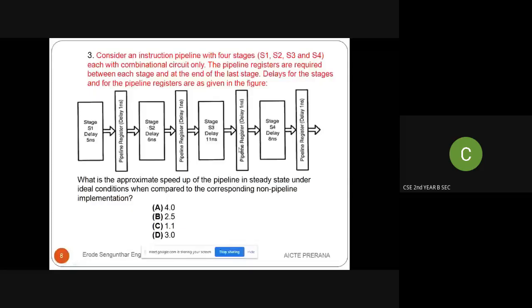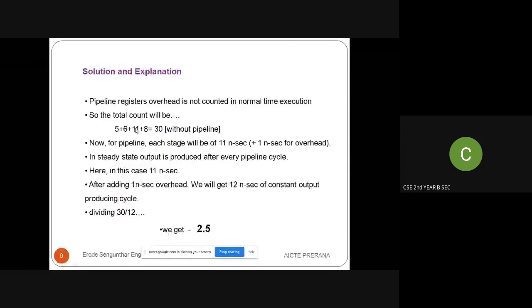Stage 3 and stage 4 delays. Counting these into consideration, we will get 30. So the time will be 30 when we are having these instructions processed in the without pipeline procedure. Okay. Now for pipeline, each stage will be of 11 nanoseconds.